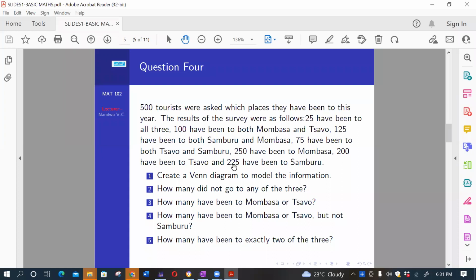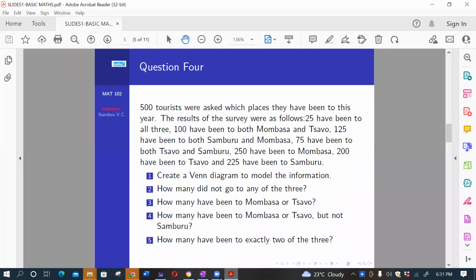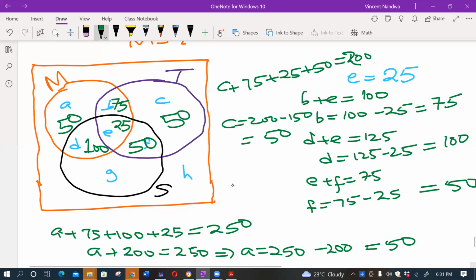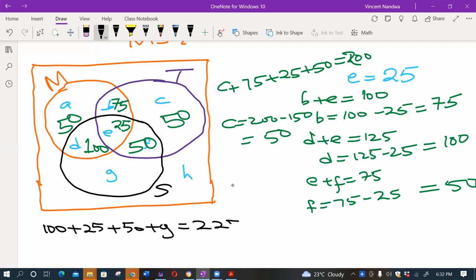And the other information is that 225 had been to Samburu. So S should give us a total of 225. So if we take 100 plus G plus 25 plus 50, the answer must always be 225. So G alone will be 225 minus the sum of 100, 25, 50, which is 175. When we subtract from 225, we get 50. So this must be 50.